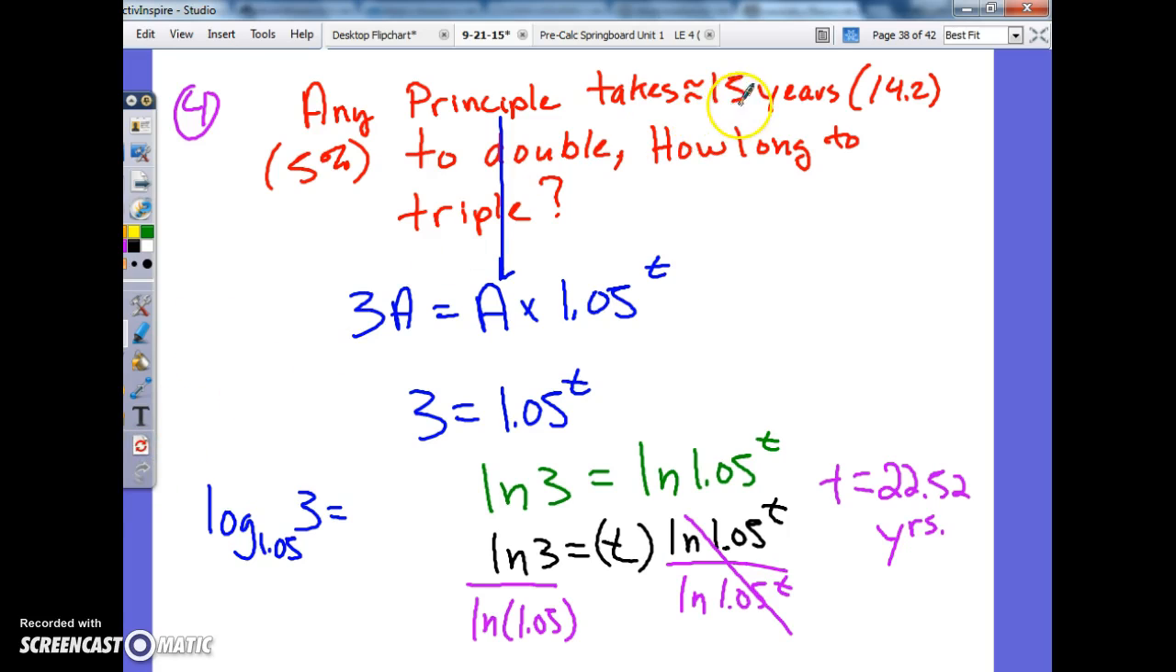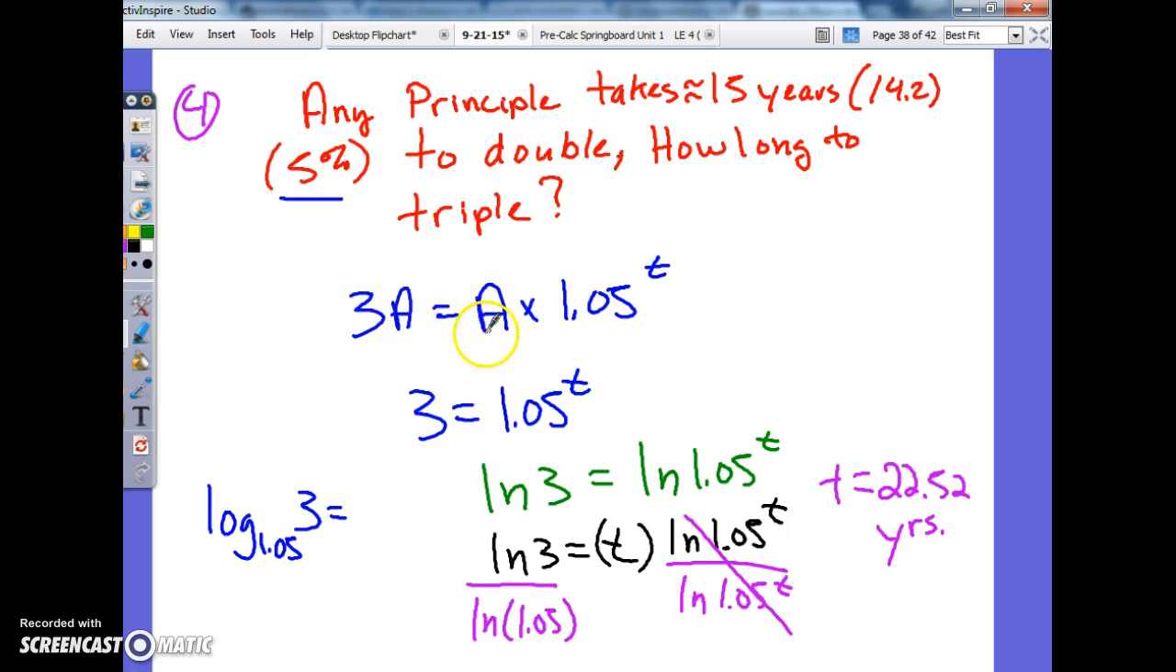Any principal takes 15 years at 5% to double. That's what we've been discovering. We found out that at 5% it takes us 14.2, and it rounds up to about 15 years to double. How long to triple? Well, we've covered this, right? Here's my principal. I used A for initial amount, and here's tripling becomes 3 times initial amount.